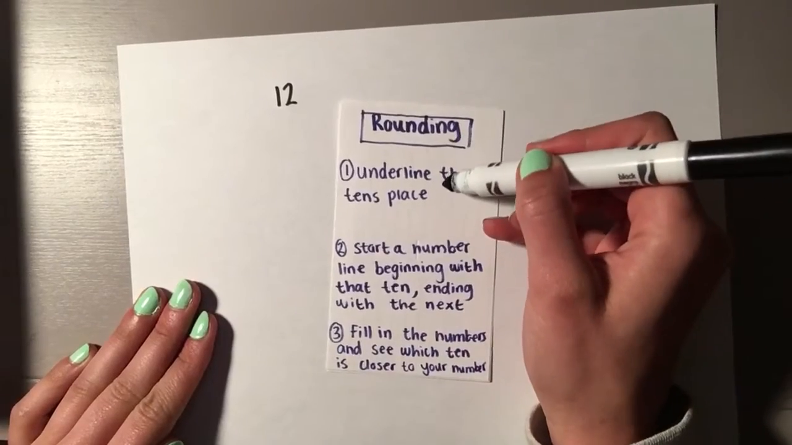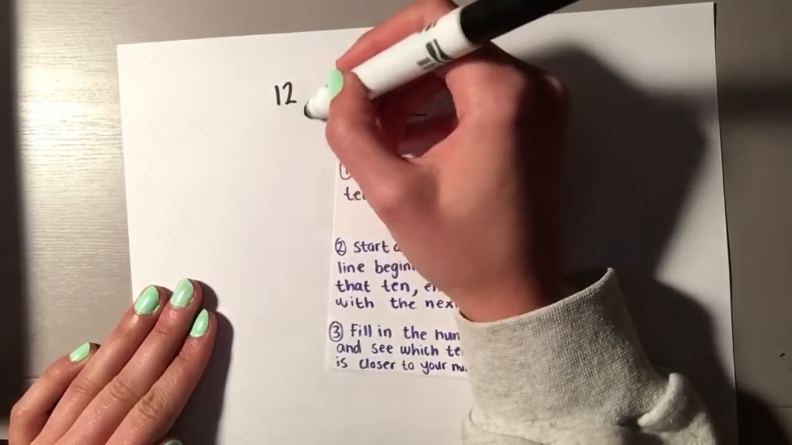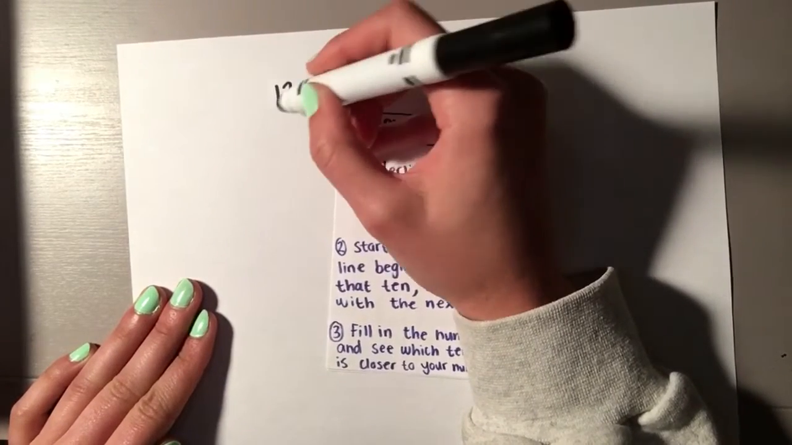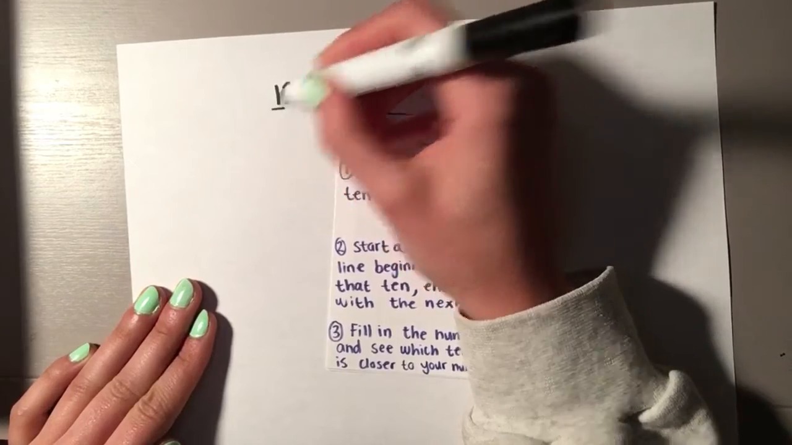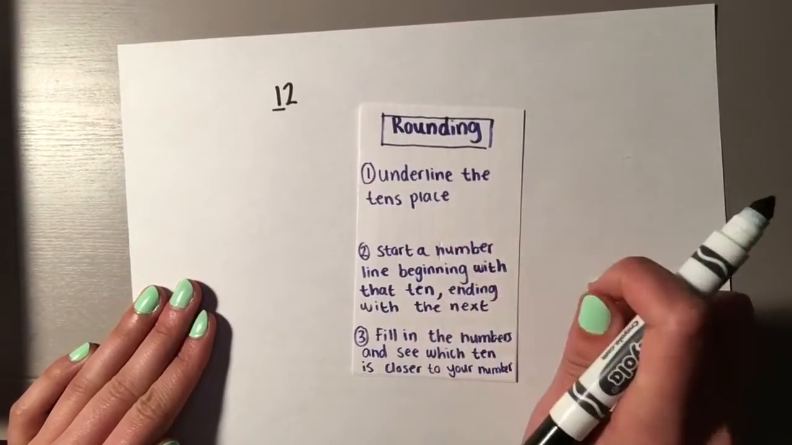So the first step is that we need to underline the tens place. In this number, you know that there's a 1 in the tens place, 2 in the ones place. I'm going to underline that 1 in the tens place. My first step is done.